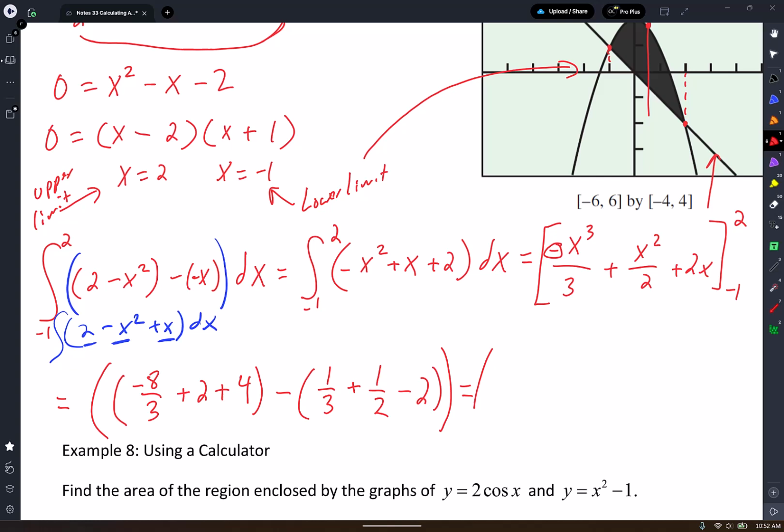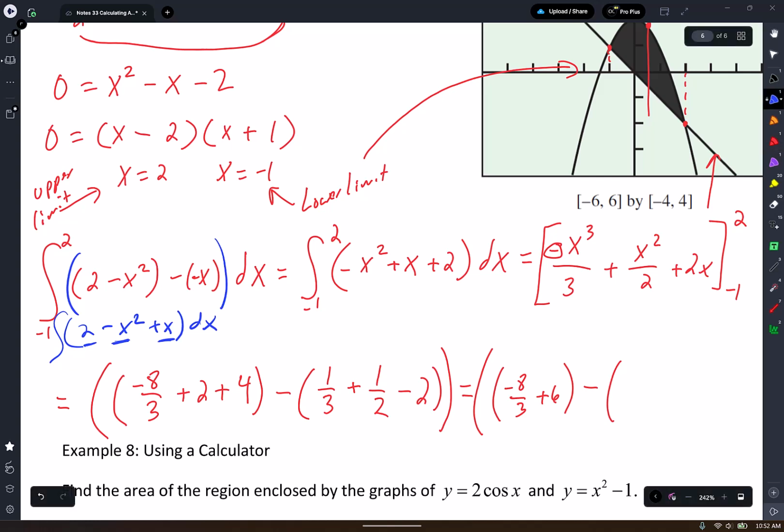So let's see, giant parenthesis, little parenthesis. 4 plus 2 is 6. So let me see. I'm going to write it like this for now. -8 thirds plus 6. Close it. Minus, open parenthesis. I guess we're going to have to just do this right. I'm going to multiply this guy by 2 over 2 because I'm getting a common denominator of 6. And I'm going to multiply this one by 3 over 3.